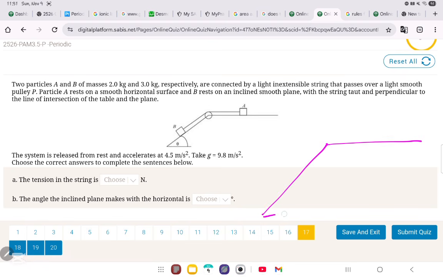Okay, I'm just gonna draw it like this. We have block, block. We don't draw this here. This is not included in the free body diagram. And then you draw what? You draw the rope to put the tension.